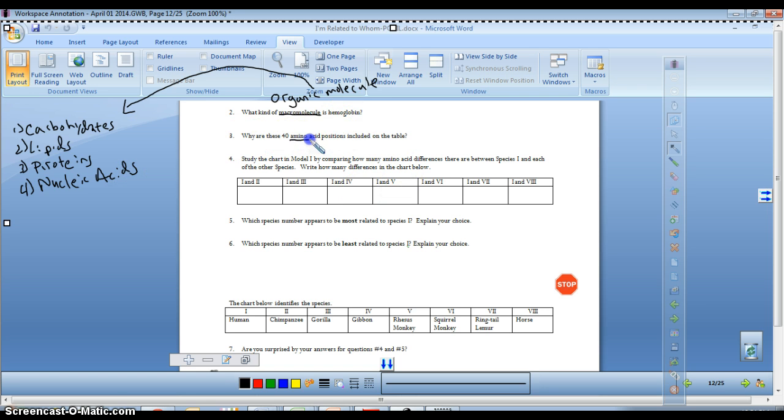Why are there 40 amino acid positions included on the table? We went over that. Study the chart in Model 1, which is what we just looked at, by comparing how many amino acid differences there are between species 1 and each of the other species. How many differences in the chart below? Okay, so you got to fill that out. How many differences between species 1 and 2? How many amino acid differences between 1 and 3? How many amino acids differences between 1 and 5? Okay. What species number appears to be the most related to species 1? Explain your answer. In other words, which amino acids are related? Which species number appears to be the least related to species 1? Explain your answer.